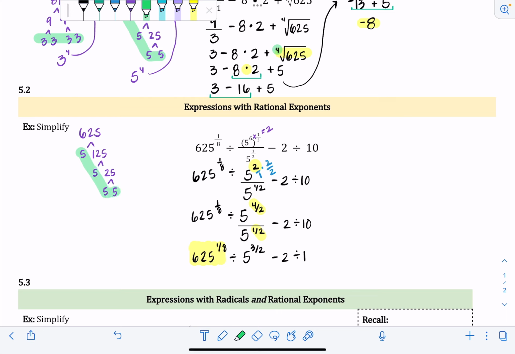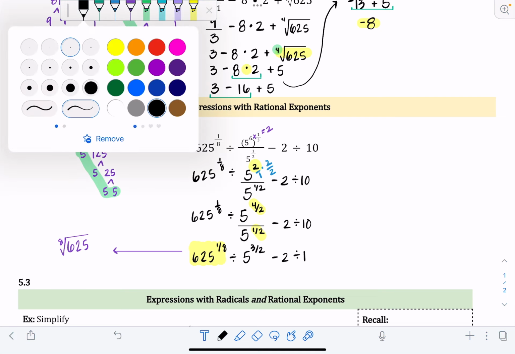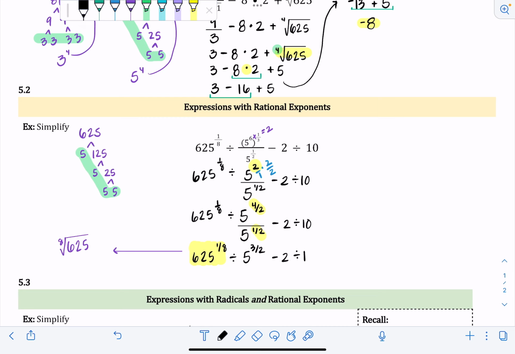In this case, I'm going to make a little side note over here, or you can write it into the problem if you want. Remember that if I raise something to a fraction exponent, it's the same thing as a radical. So 625 to the 1/8 power is the same thing as the 8th root of 625, right? So it goes back to that formula that we use to change between the two, which I'm going to write up in the upper corner.